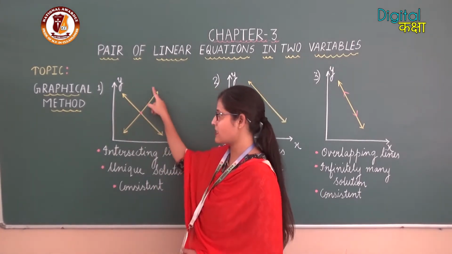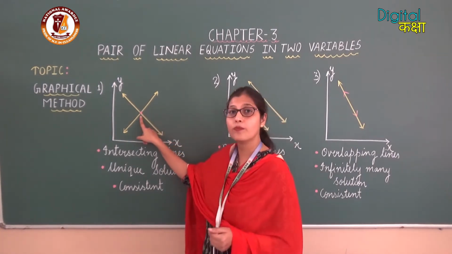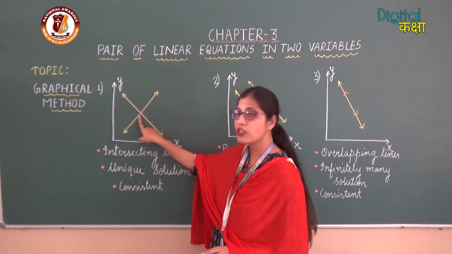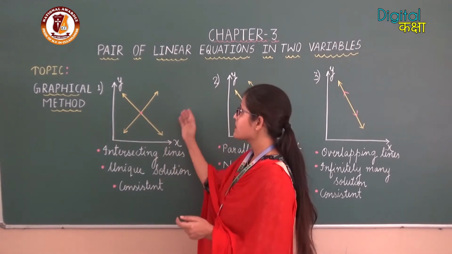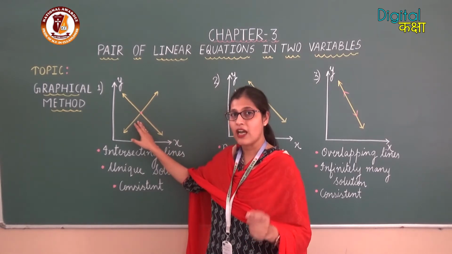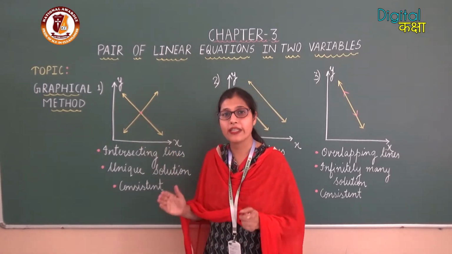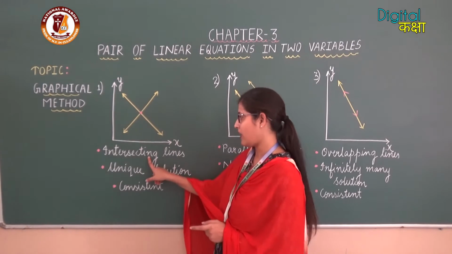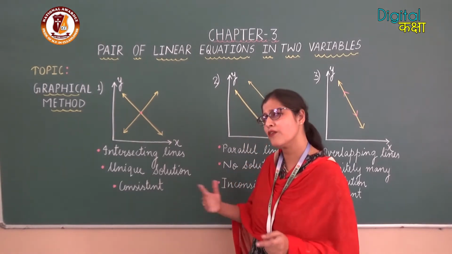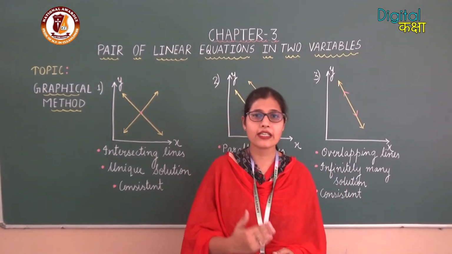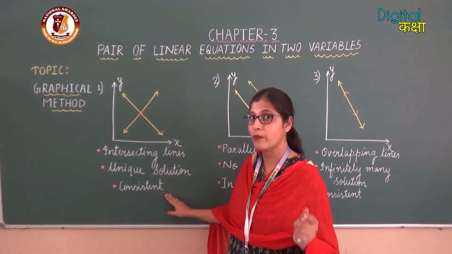So the graph representing the pair of linear equations, if they intersect at a point, then this point of intersection will give us a single solution. Here, since the lines are intersecting at only one single point, therefore it will give us only a unique solution. So when the lines are intersecting, we will be getting a unique solution. As we have already studied, when we are getting a unique solution, then the pair of linear equations will be consistent.